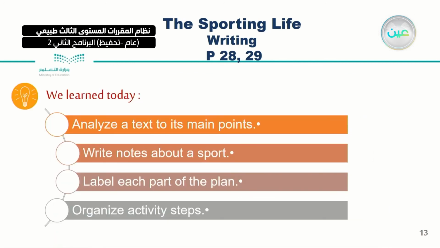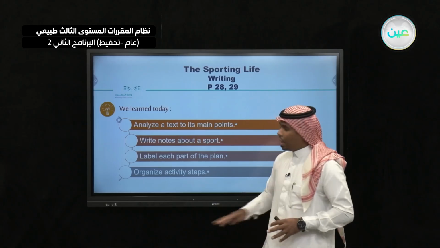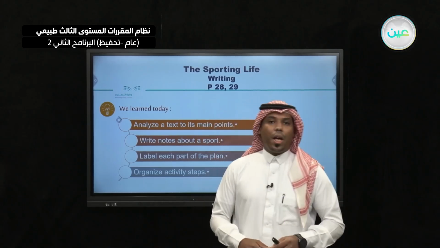Let's go back to the objectives: analyzing a text to find its main points, and we did that actually. Write notes about the sport and label each part of the plan. Finally, organize activity steps. This was the final slide of our lesson today.